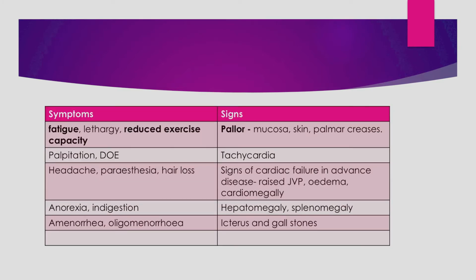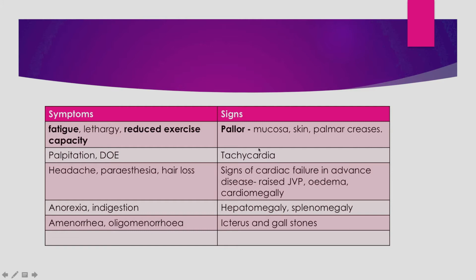The common signs and symptoms of anemia. The most important symptoms are fatigue and reduced exercise capacity. Right, so the three most important signs and symptoms are fatigue, reduced exercise capacity, and from the signs, pallor. Pallor in mucosa, skin, and palmar creases for mild, moderate, and severe anemia. Right, others are lethargy, palpitation, dyspnea on exertion, headache, paresthesia. Paresthesia is numbness, hair loss, anorexia, indigestion, amenorrhea, or oligomenorrhea. Right, complete cessation of menses or less menses.